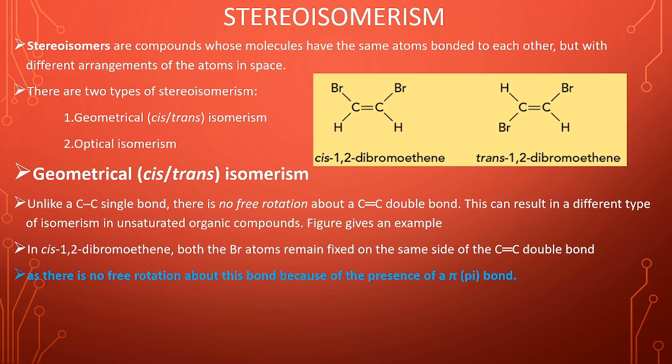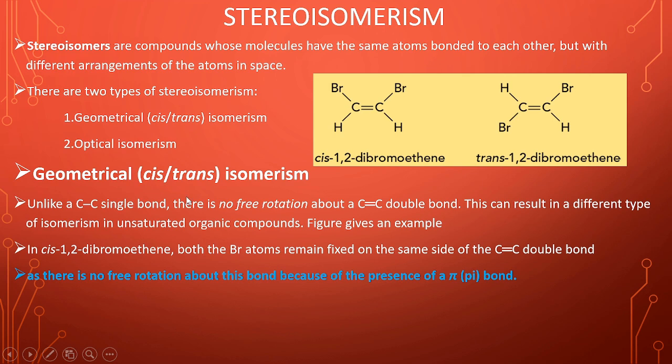Now the main important part, which is stereoisomerism. In stereoisomerism, compounds whose molecules have the same atoms bonded to each other, but with different arrangements of the atoms in space. There are two kinds of stereoisomerism. It can be geometrical, cis-trans, or it may be optical.